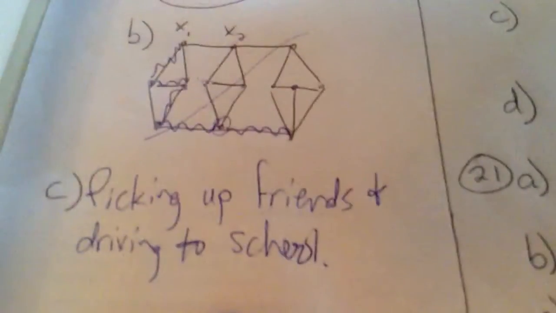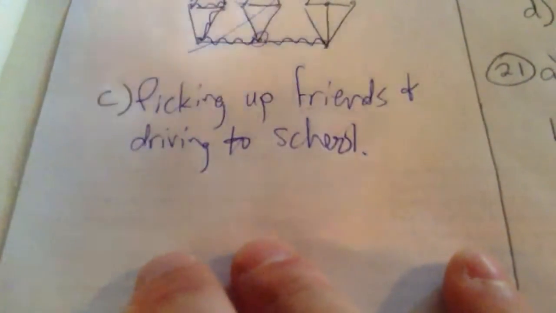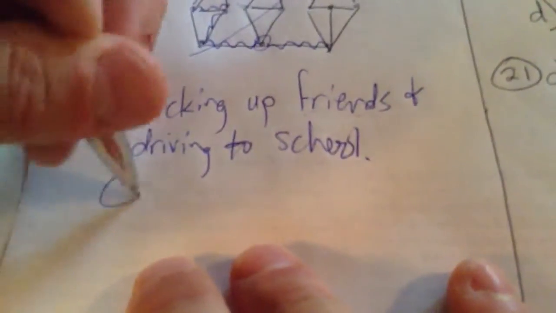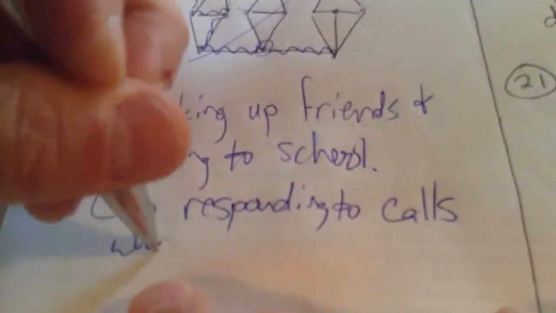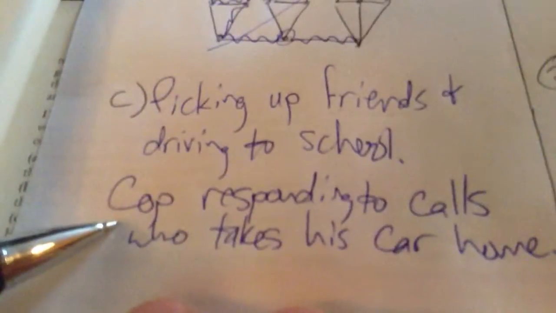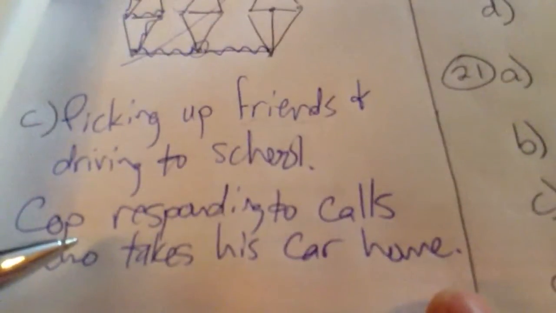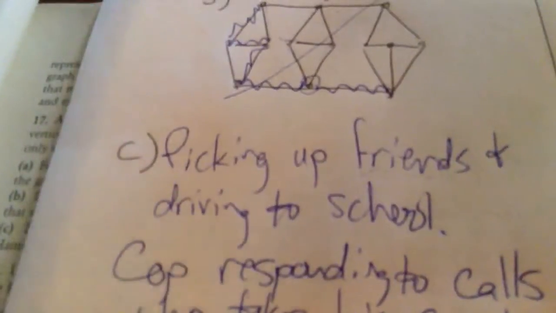It said 3 real-world situations. So another one might be a cop responding to calls, who then takes his car home at night. And this assumes that he picked up his car at the station and then takes his car home, or maybe he took his car home last night and now he's going to park it at the station tonight.